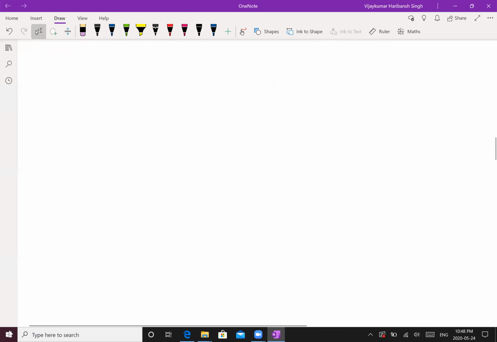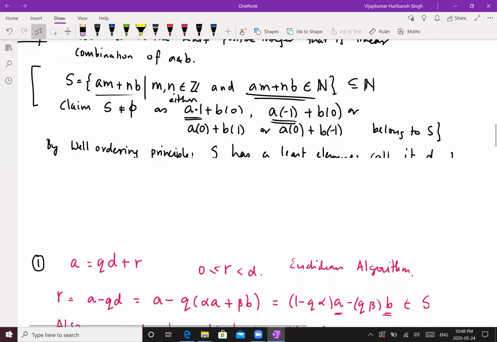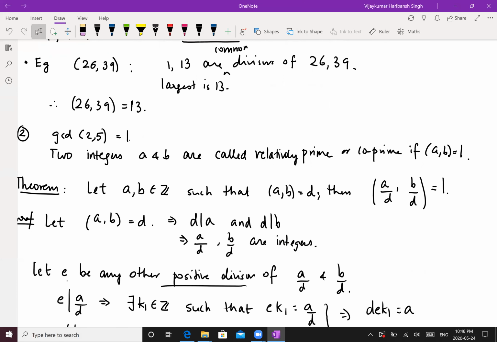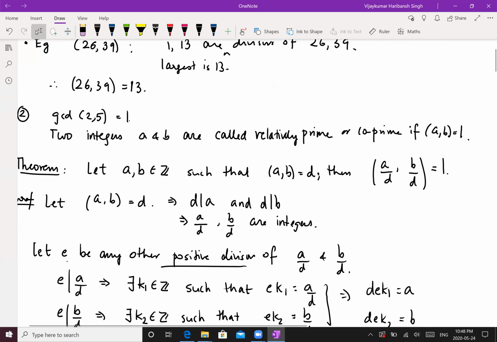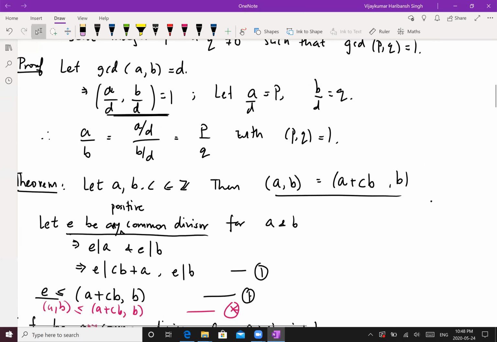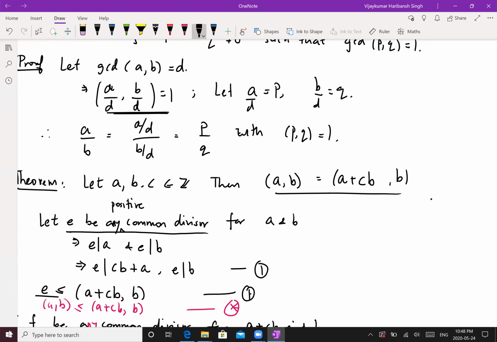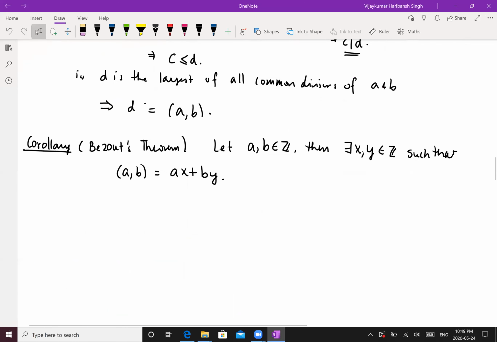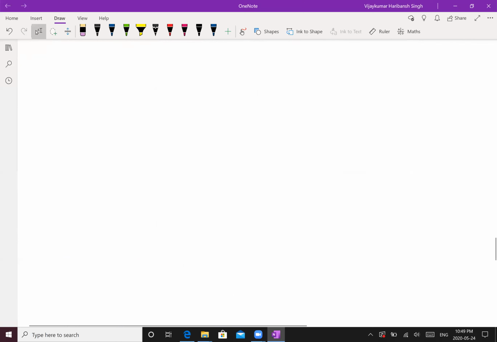The first few theorems we saw, namely the following theorem here, right? GCD of A, B is the same as GCD of A plus CB, comma B, where C is any integer. We don't care what integer it is. These GCDs will be the same. So the proof just follows from that.